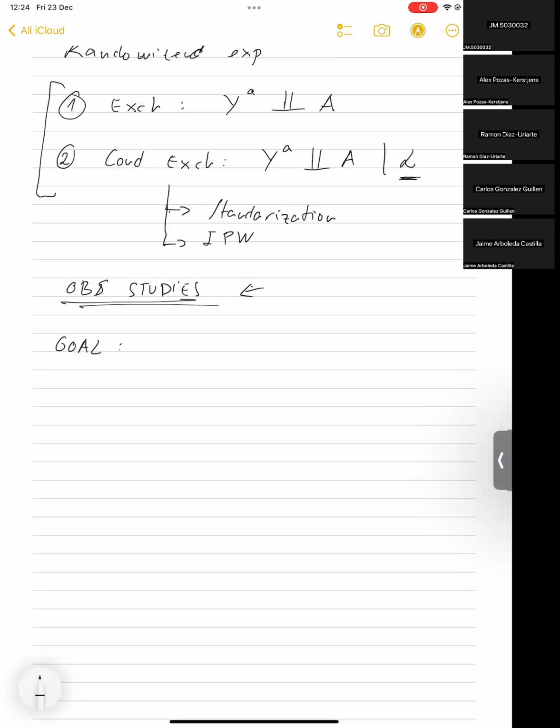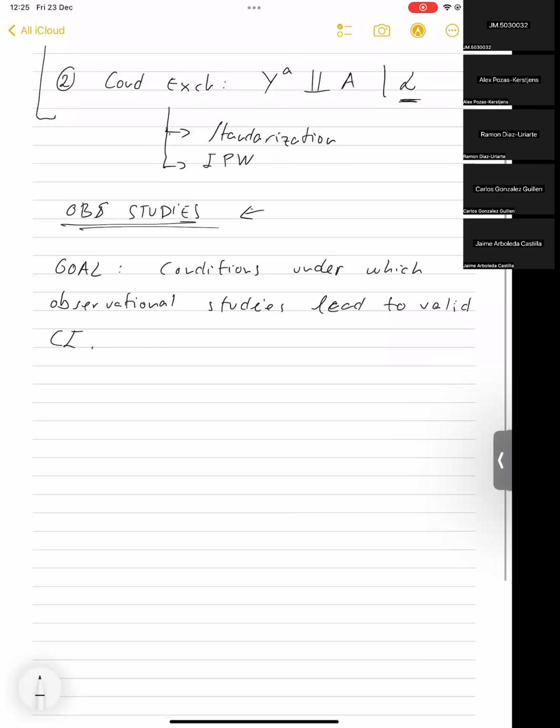The goal of the chapter is to determine conditions under which observational studies lead to valid causal inferences. These conditions are called identifiability conditions.